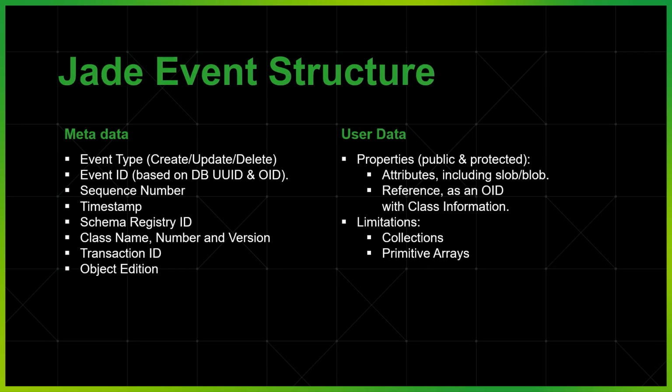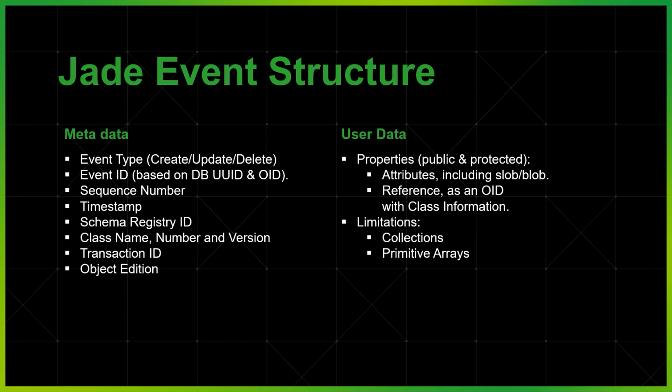Now, let's look at the structure of an event which has been generated by the Jade change capture application. Each event contains metadata and user data. The metadata contained by an event is the type of the event, for example, a create, update, or delete. The event ID. This is a unique ID based on the database's UUID and the object ID. The sequence number. This is a monotonically increasing integer that can be used for ordering events. A timestamp, which is taken when the state change was audited and is in Coordinated Universal Time, or UTC.